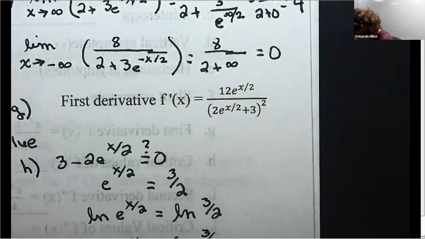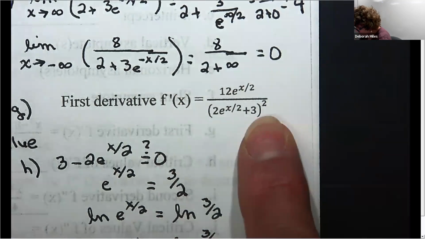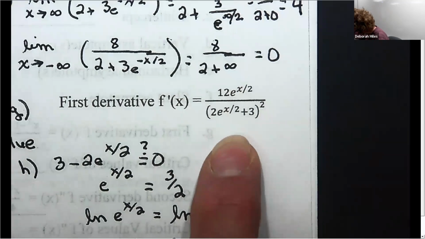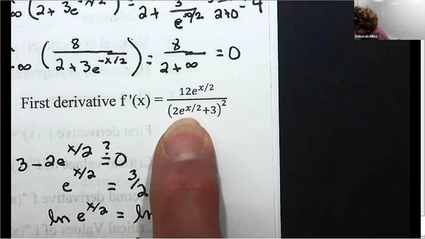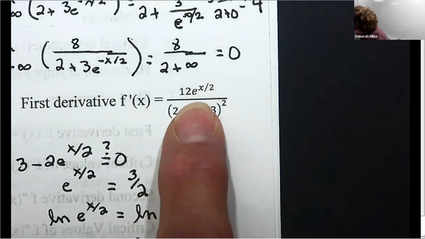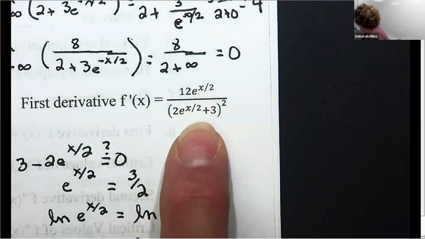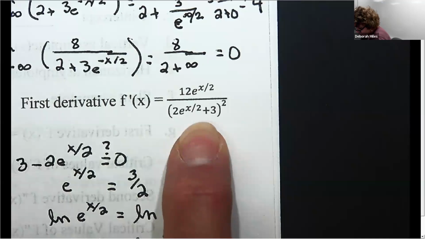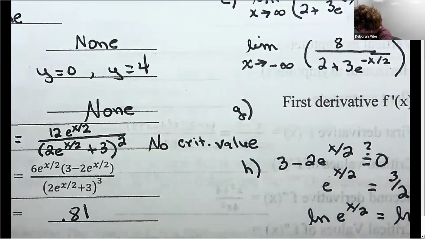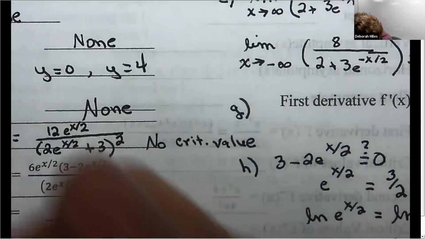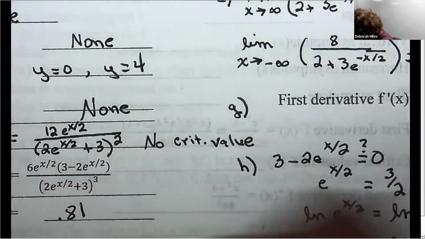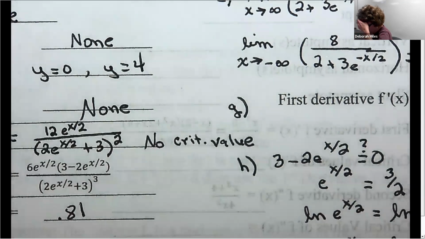And really, you know what? We didn't even have to do all that, because all we care about is the sign of the first derivative. What can you tell me about that denominator? And what can you tell me about the numerator? It's always positive. So the first derivative is always positive. There's nothing that makes it negative. That's why there were no critical numbers. So positive to the left of 0.81, positive to the right of 0.81.